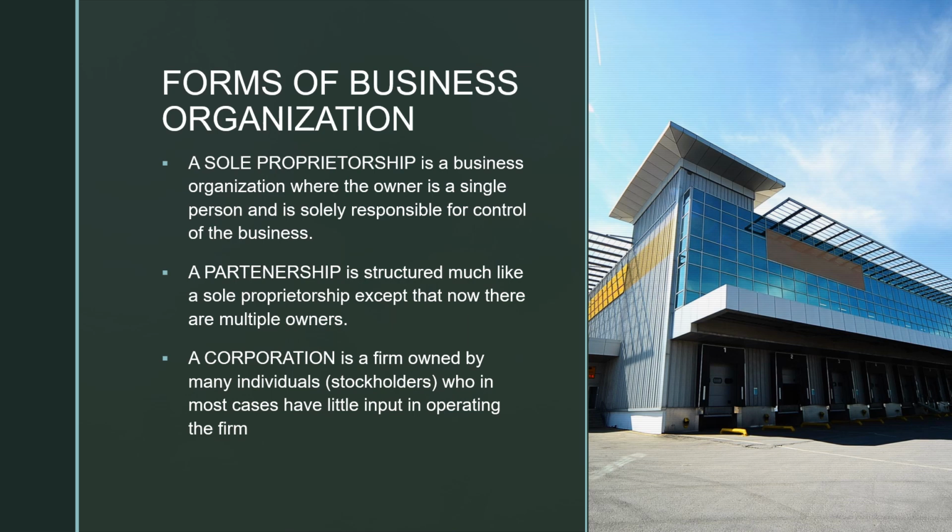There are three forms of business organization: the sole proprietorship, the partnership, and the corporation. The sole proprietorship is a business organization where the owner is a single person who is solely responsible for the control of the business. While the owner can hire employees, it is ultimately the owner that is in charge.